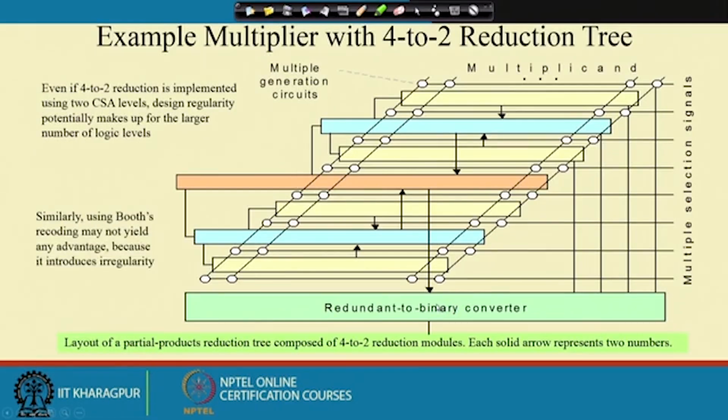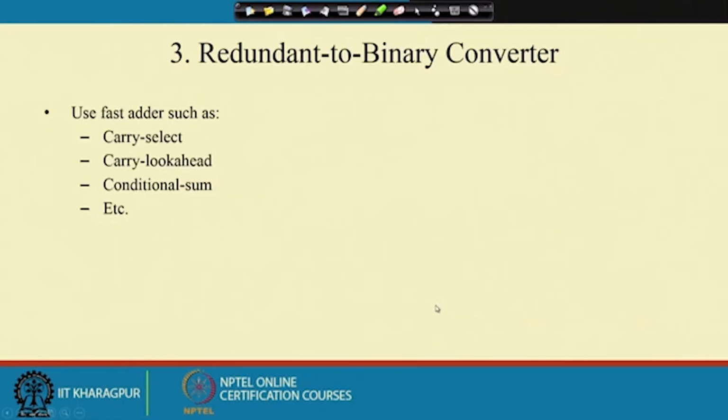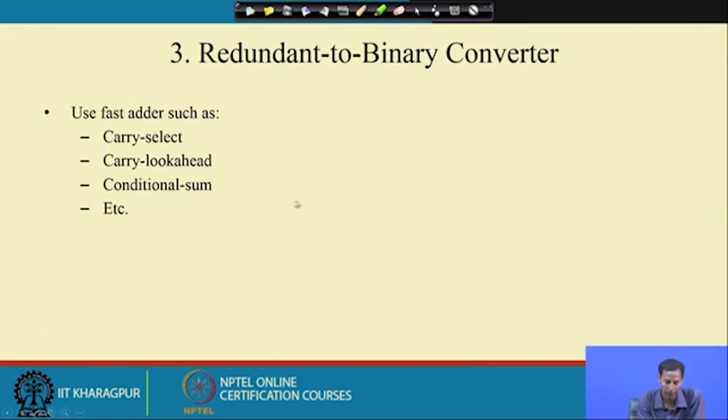So, after that, what is left is the third stage, which is the redundant to binary converter. So, I can use any of these adders, whether that be a carry select adder, carry look ahead adder, carry propagate adder, or conditional sum adder, any of these adders for the final 4 bit, 6 bit or 8 bit addition operation, when the terms come down to 2.